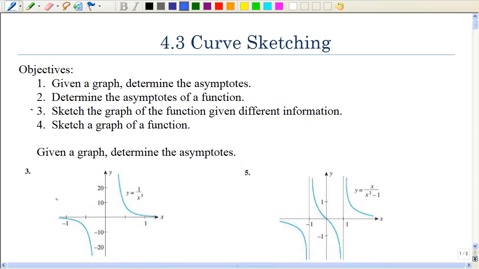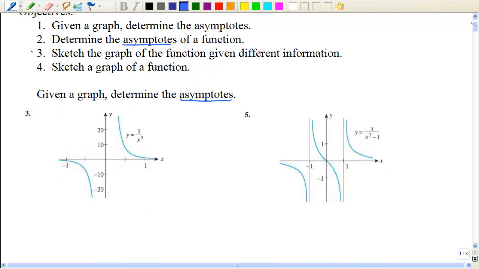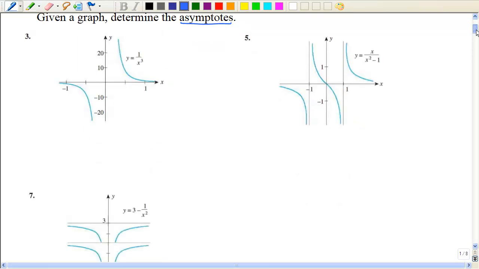So we're going to start out by being given some graphs, and we're going to determine the asymptotes from a graph. Then they're going to give us a function that we're going to have to use some algebra and calculus to determine the asymptotes. And then kind of a tricky part of the assignment is where they're going to give us all this information and we have to sketch the graph. And then the last thing is we have to obtain all that information and sketch a graph. So let's start out with the easy part.